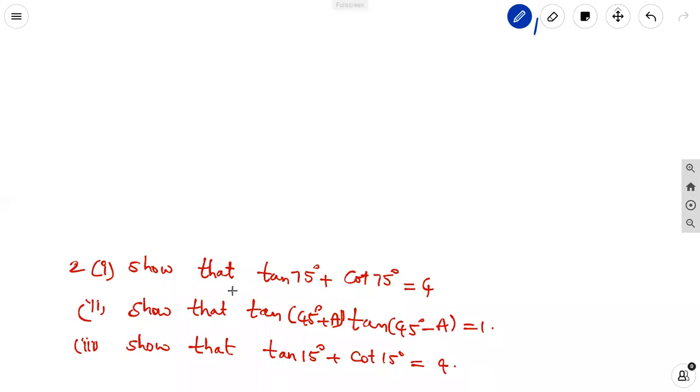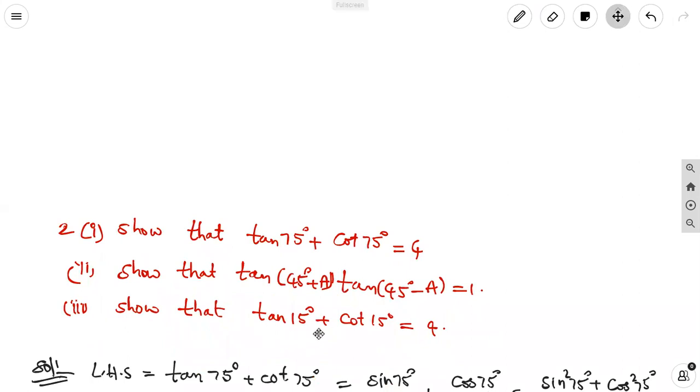Second problem, show that tan 75 degrees plus cot 75 degrees equal to 4. Show that tan(45 degrees plus A) tan(45 degrees minus A) equal to 1. Third one, show that tan 15 degrees plus cot 15 degrees equal to 4. Just you can observe here, tan and cot both are expressed in sine.